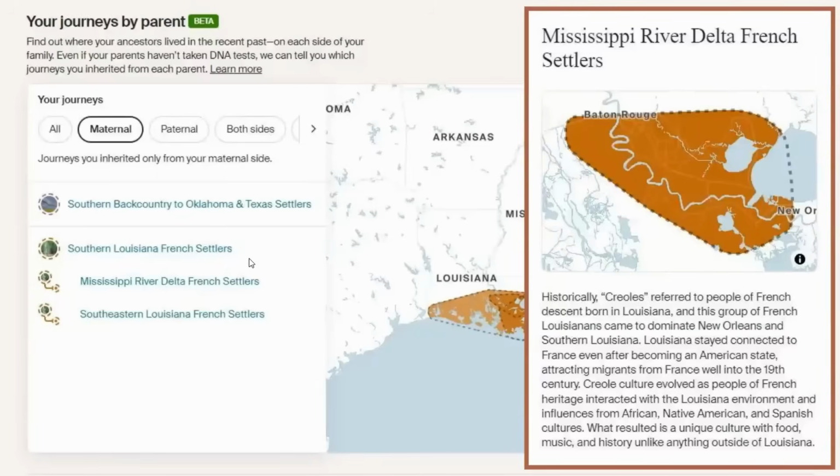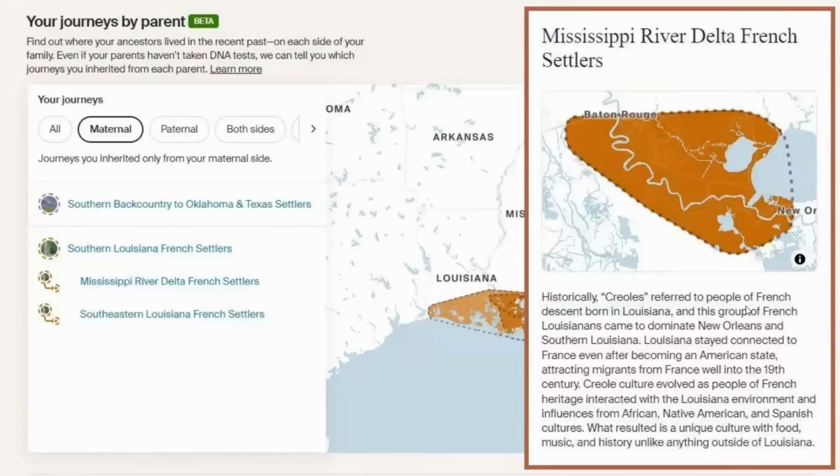But the other part is the journeys by parent. So we have Southern Louisiana French settlers, Mississippi Delta. It's only showing Southern Louisiana French settlers, and Southern backcountry Oklahoma and Texas settlers. That doesn't even connect to Texas. Actually, the part of the map that lights up is Alabama, which was where Roy's wife was from. So that makes sense.